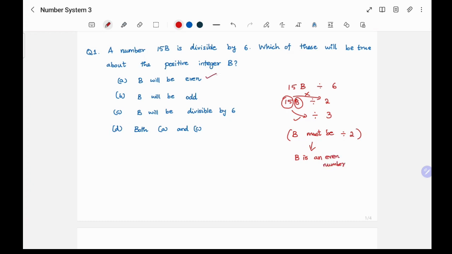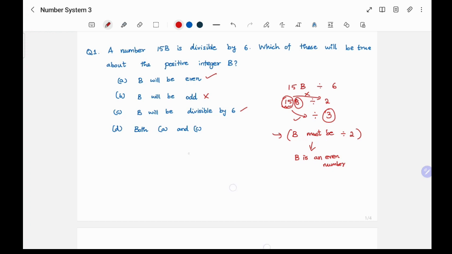So that is the first option. And automatically if B is even, it cannot be odd. So the second option is wrong. What about C? B will be divisible by 6. Is it necessary for B to be divisible by 6? No, right? We already found that B should only be divisible by 2. It is not necessary that it should be divisible by 6 because 15 already has the factor 3. Hence, 15 is divisible by 3 and for B, it is just enough to be divisible by 2.